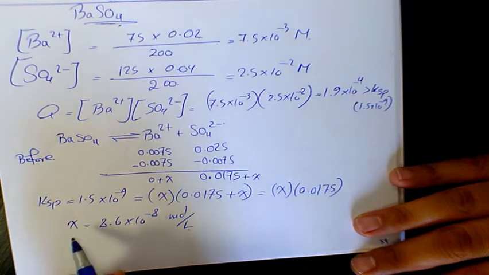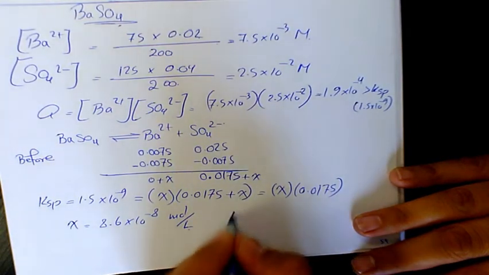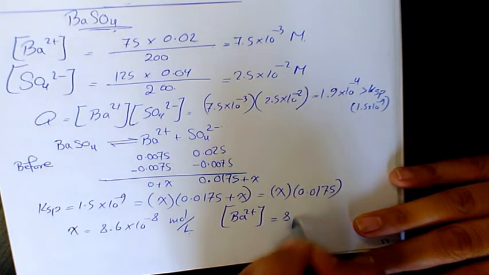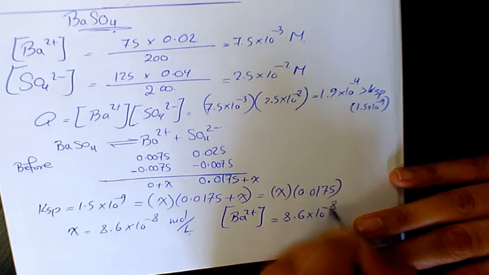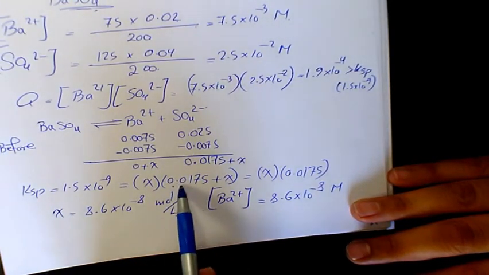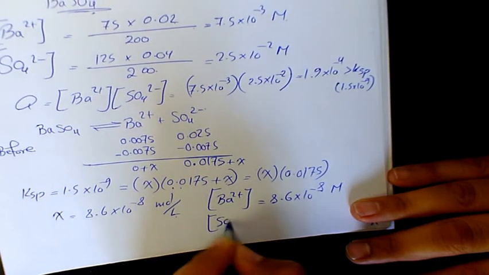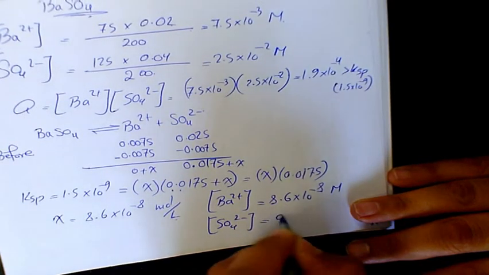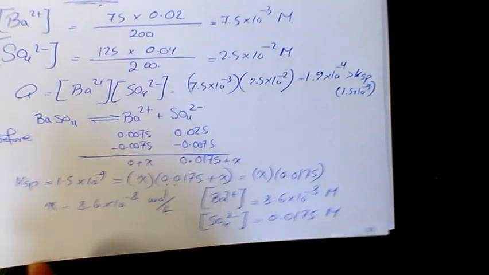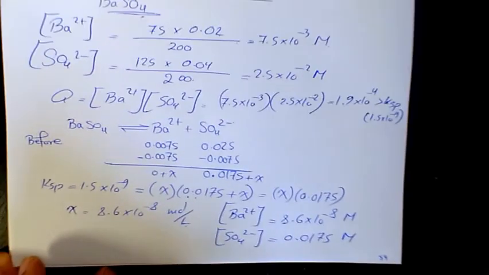That's going to be the concentration of barium, 8.6 times 10 to the power of negative 8 molar. The concentration of sulfate we already found, 0.0175. So those are the concentrations of barium and sulfate ions in this solution.